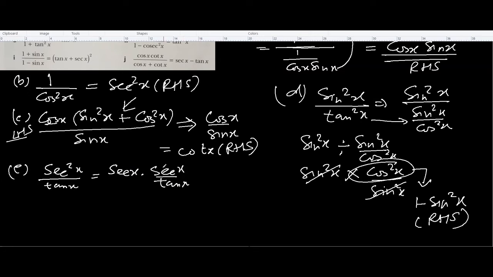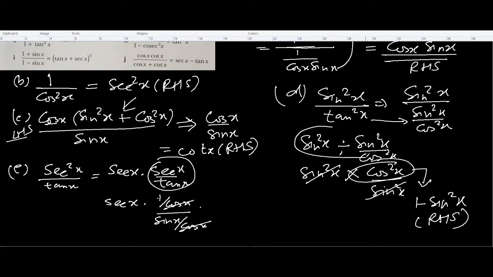Yeah. So let's use sin cos again for these. So it will be secant x multiplied by 1 over cos x, that is secant x, right? And sin x over cos x. Since they have the same denominator, we can cancel them. Cos x and cos x can get cancelled out. Or you can use the process like this I used in this one. We are left with 1 over sin x, which is cosecant x, and that is RHS.